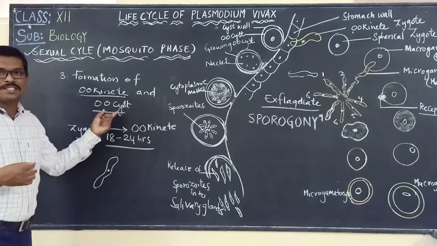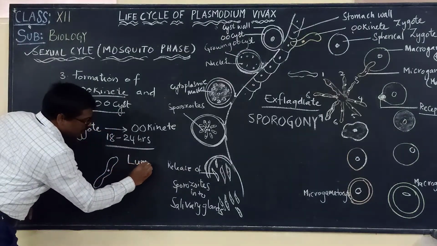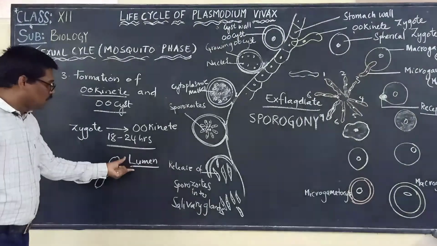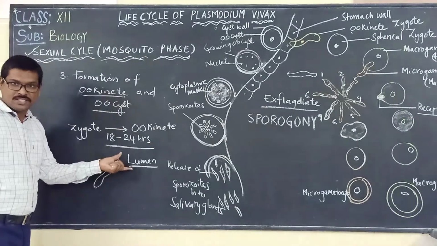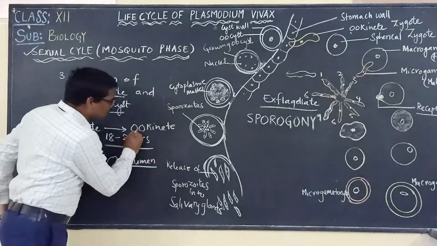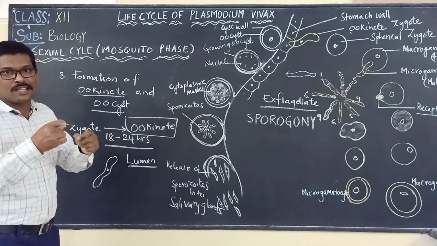Where is this process taking place? It is taking place in the lumen of the crop of the mosquito, so you have to remember that. And right after the ookinete is formed, it is there in the lumen. We are stressing that word, lumen.